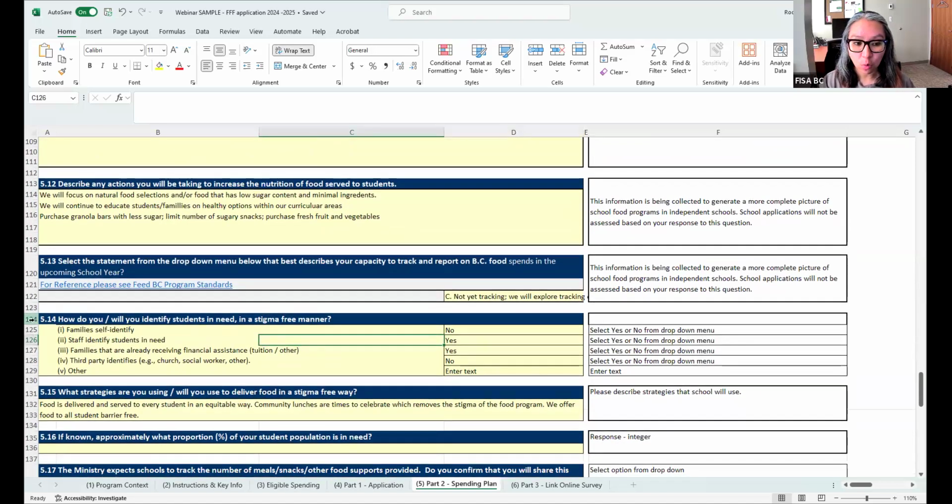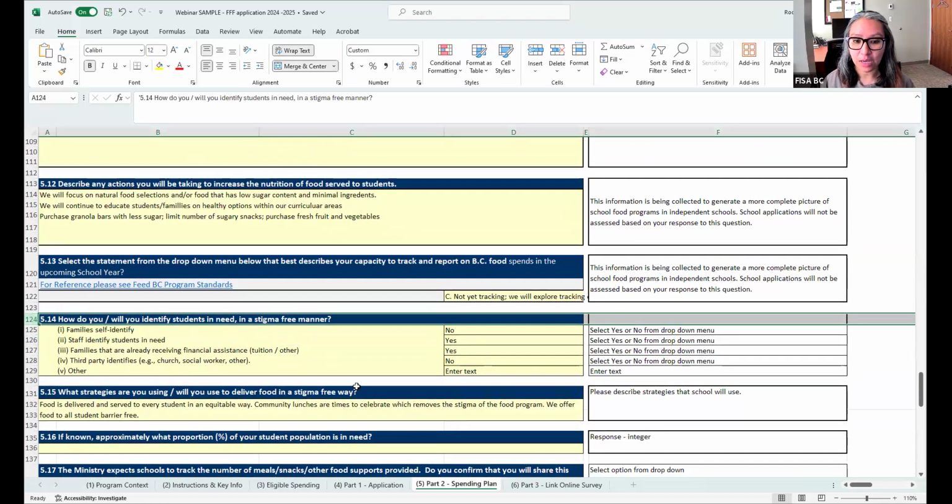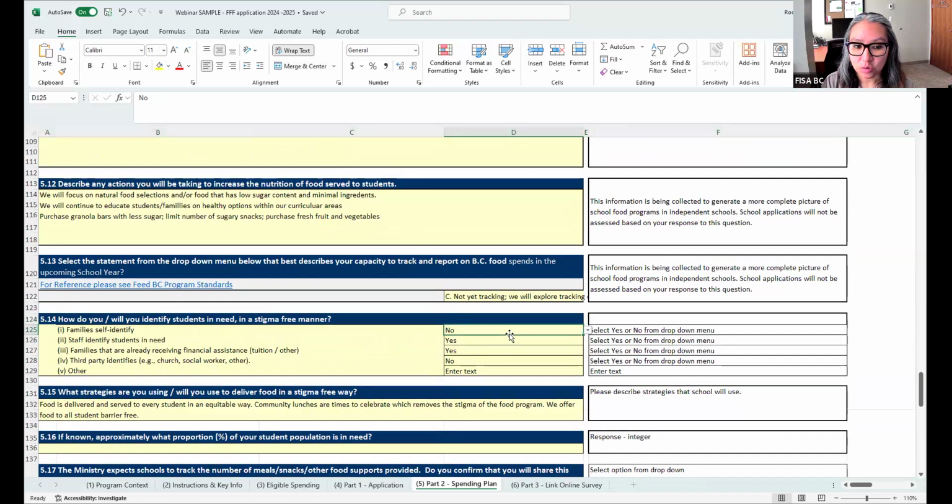We're going to move on to line 124, and this is about how we work with children in a stigma-free way. I know this is always a tricky one, and we are learning a lot. This year we're probably going to offer more webinars about this and how other schools are working on it. But for the sake of the application, how do you identify the students in need? Family self-identified, line 125, maybe not your case. Some schools, yes, they send an email and the family self-identifies.